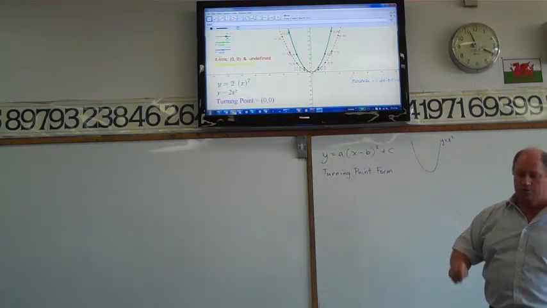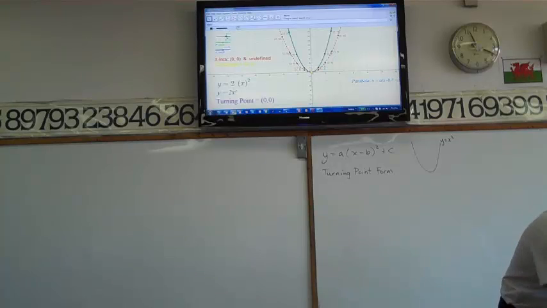Okay, the next one we're going to draw is y equals a half x squared. So I'll change it on here. Have a look as I bring the value of a down. It goes to 1.5, back to 1, straight over the red dot.